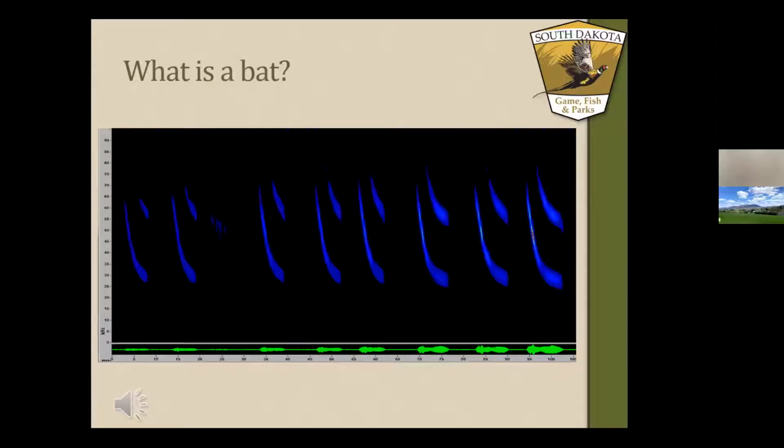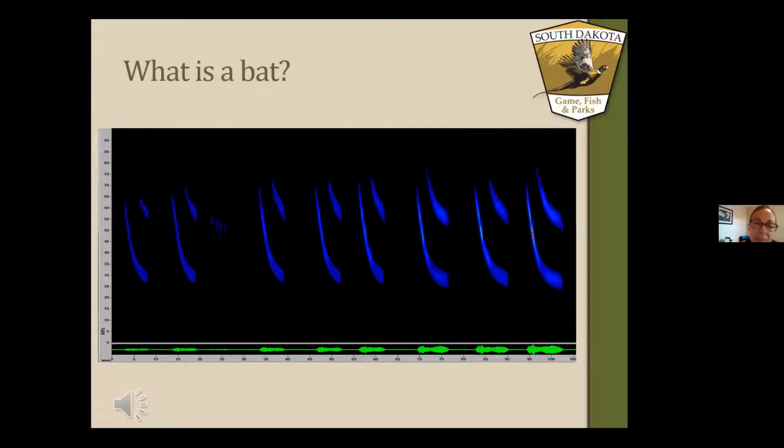So this is what we call an echolocation sonogram. On the x-axis is time in milliseconds, and on the y-axis is kilohertz, so that's essentially wavelength. The echolocation sound of a bat is out of the range of human hearing. However, biologists like myself can hear and see a bat's echolocation using an acoustic detector or a heterodyne detector. It takes the sound frequency and lowers it into the range of human hearing.